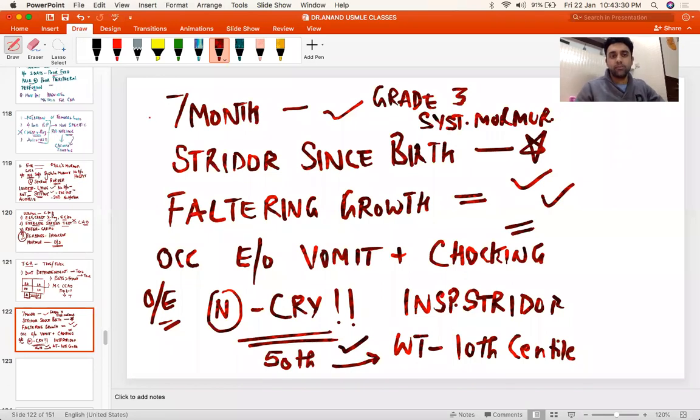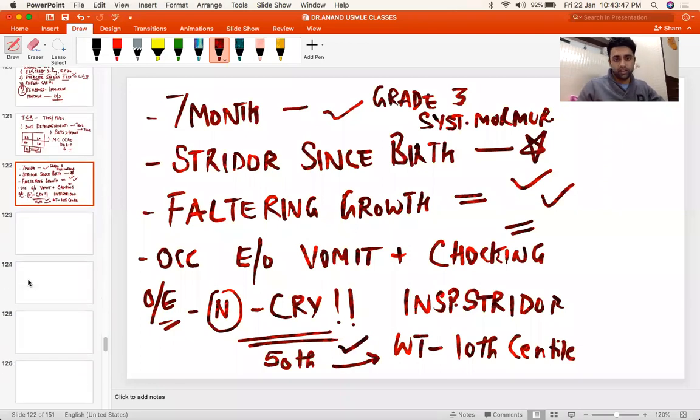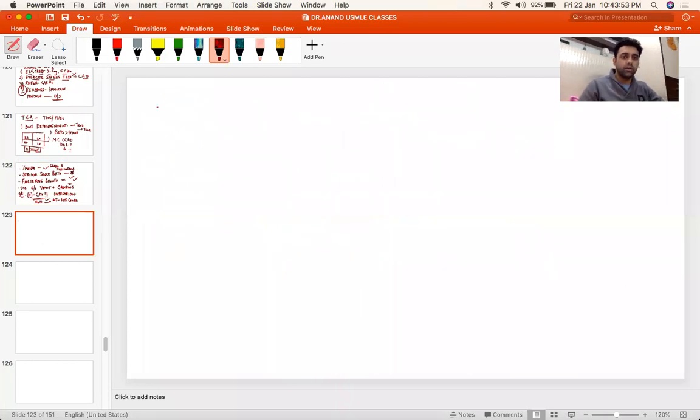So again, 7-month-old child with stridor since birth, having faltering growth, occasional episodes of vomiting and choking. On examination, he had a normal cry. Inspiratory stridor was there, the weight has gone so badly down, and he is having a grade 3 systolic murmur. Okay, everything you have got. So the options. Now, what is your diagnosis? Your diagnosis is number 1. Is this a case of gastroesophageal reflux disease? Let's just stick to this option first.